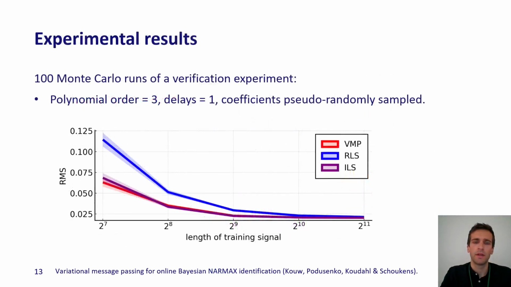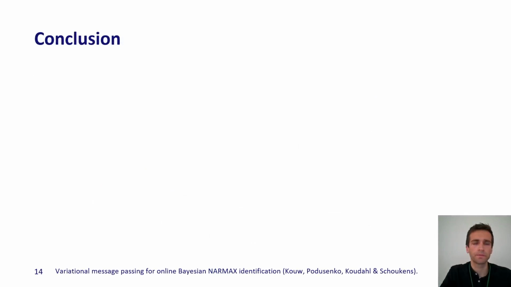Now, if you repeat this as a verification experiment, you do 100 Monte Carlo runs of this for some polynomial order, delays 1, the details are in the paper. What you see is that the Bayesian estimator dips under both the online least squares estimator and also an offline least squares estimator technique, ILS, but specifically for smaller sample size regimes. At some point, they have more than enough data, and all of them have converged essentially on the true parameters.